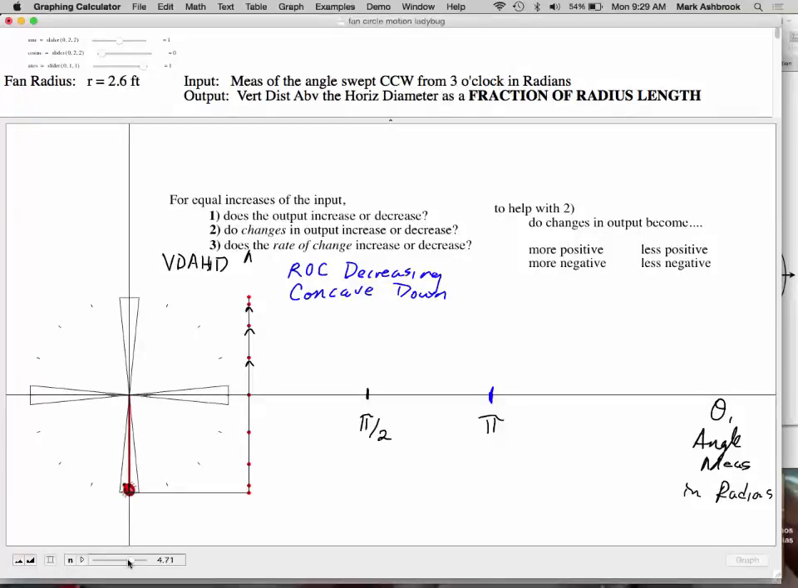Now I can look over here at these changes, right? Are those changes positive or negative? Negative changes, right? Because we're decreasing, so negative changes. Getting more or less negative? Less negative. Changes that get less negative, are they increasing or decreasing? Changes getting less negative. Increasing or decreasing? Increasing. Less negative.